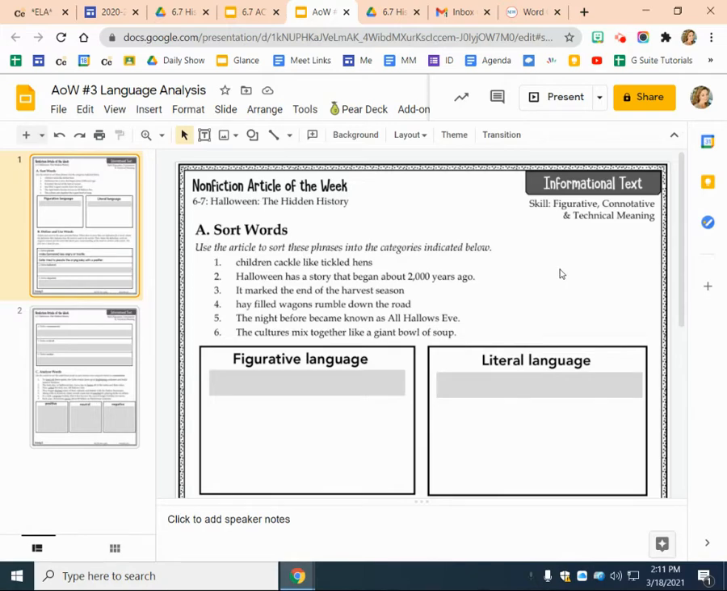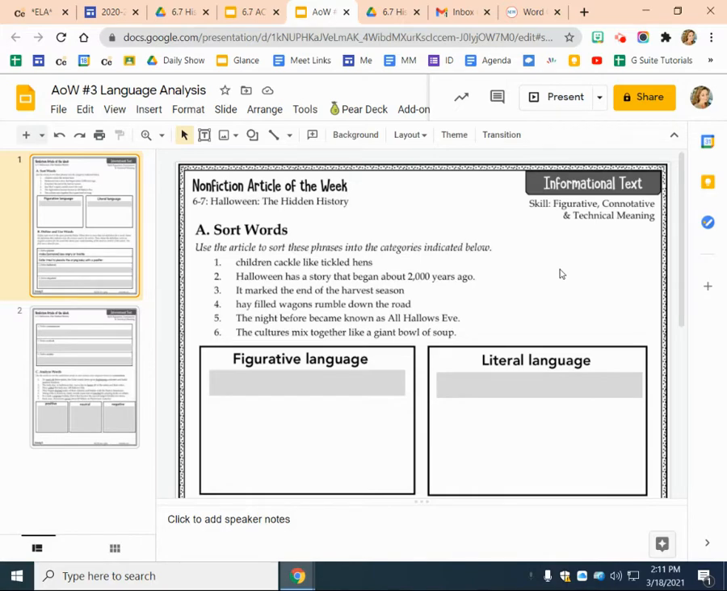So we're going to use the 6 phrases or sentences in section A, and we're going to place them in the proper box. And I'm going to do the first 2 with you, and then I'm going to ask you to do 3 through 6 on your own. So, number 1, children cackle like tickled hens. Is that figurative or is that literal?